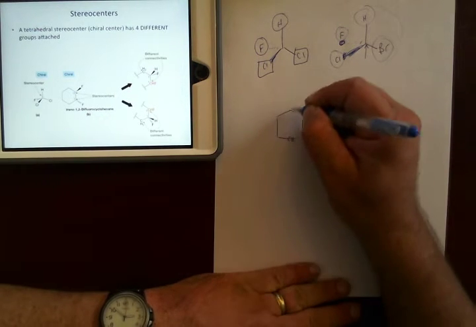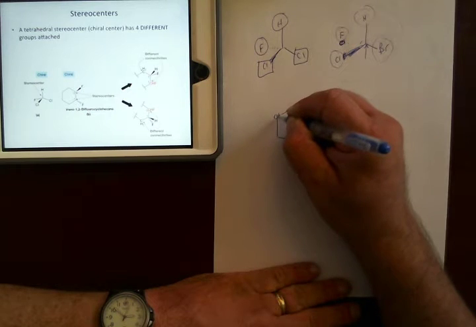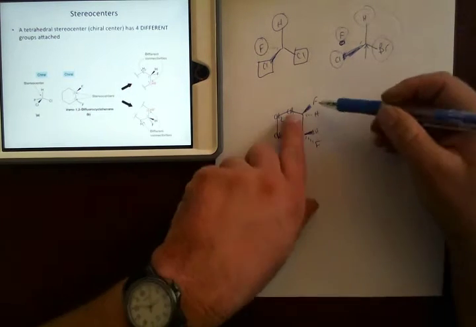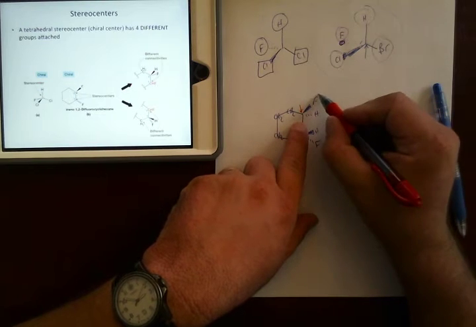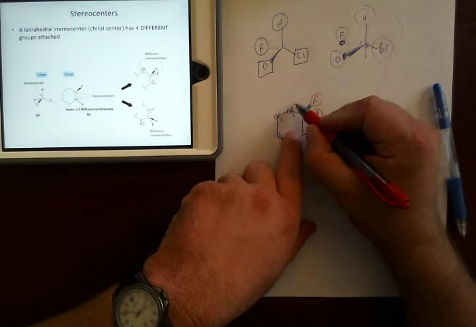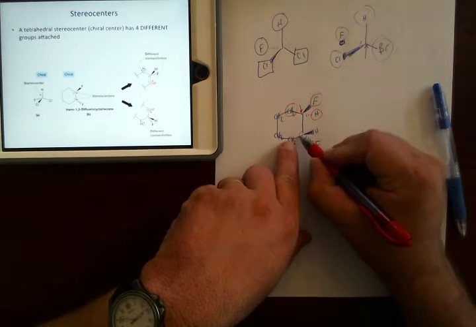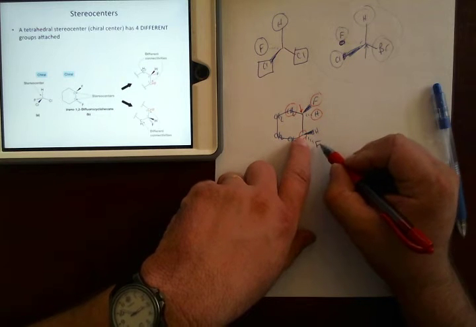So this is CH2, CH2. Okay, so if I'm interested in that carbon there, we have a fluorine, a hydrogen, a CH2, and a CH with a fluorine hanging off of it.